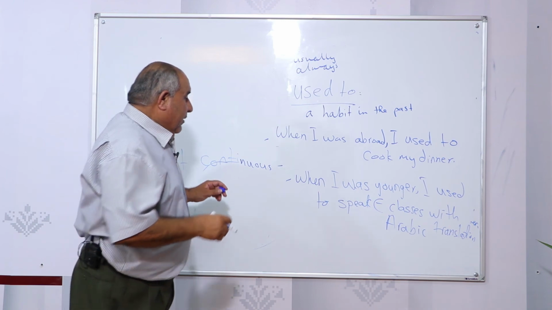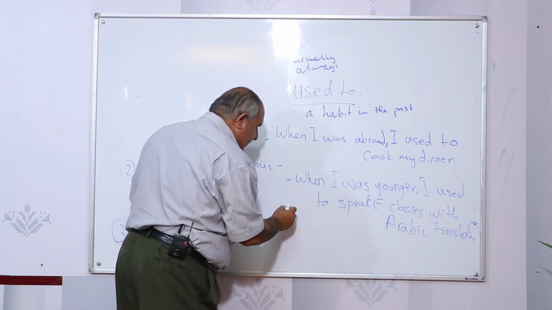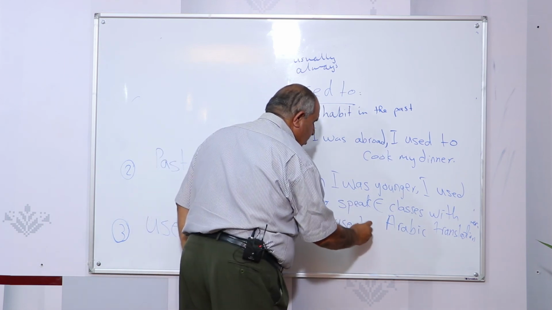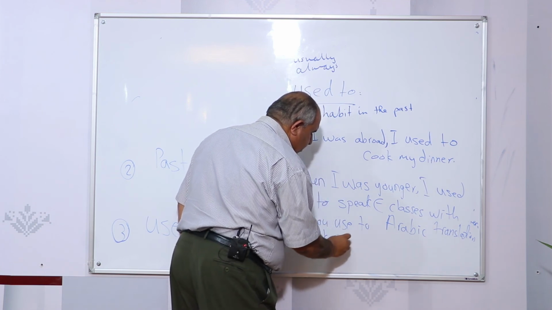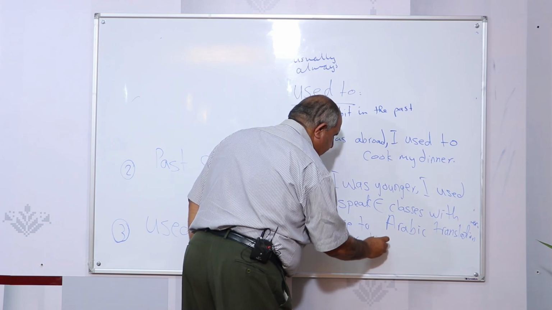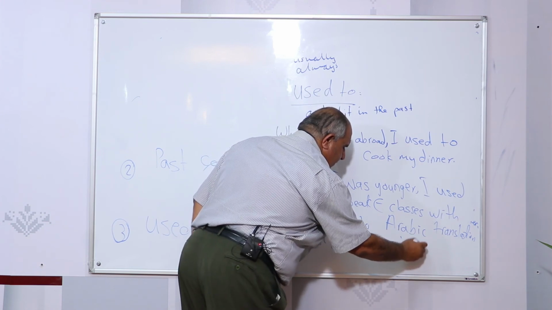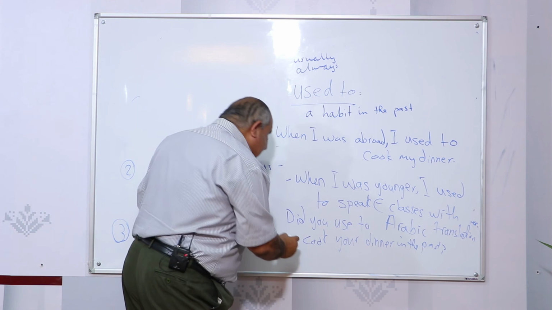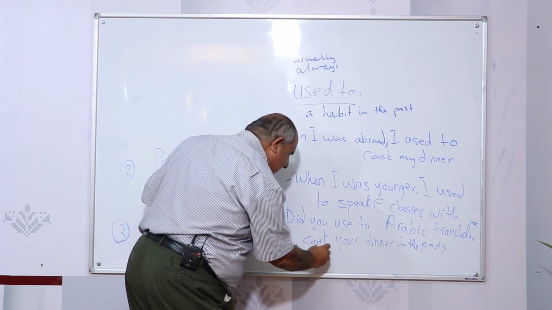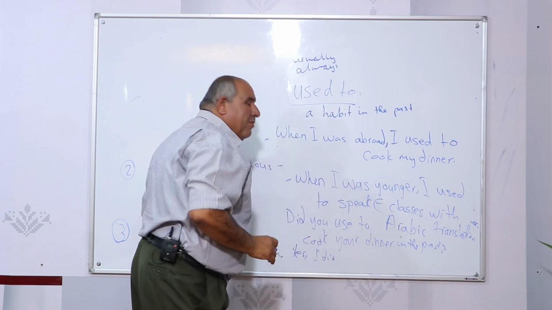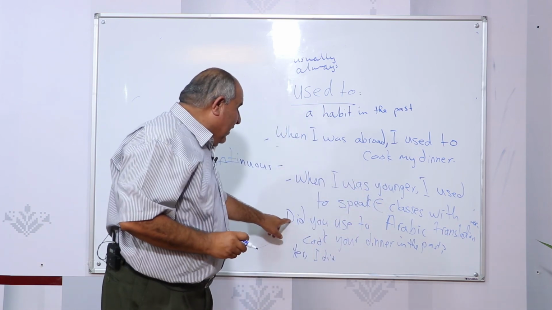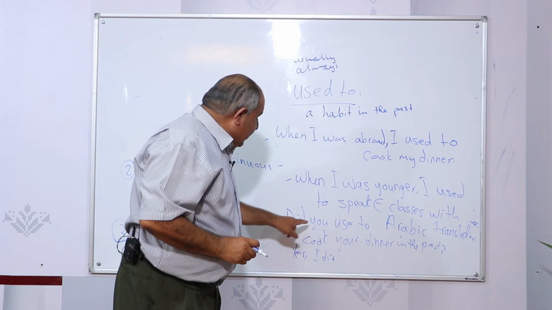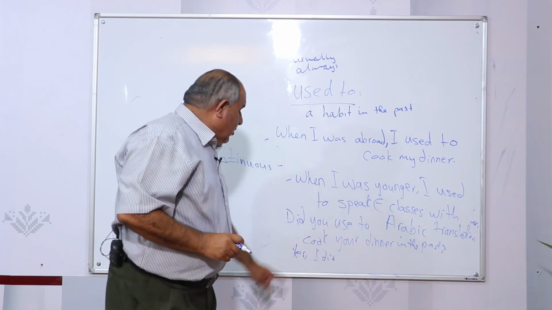Now, we can make a question out of this. We say, did you use to cook your dinner in the past? The answer is, yes, I did. I used to cook my dinner in the past. So you can ask a question by taking did from used and leaving use alone and inverting the subject. We say, did you use to cook your dinner in the past?